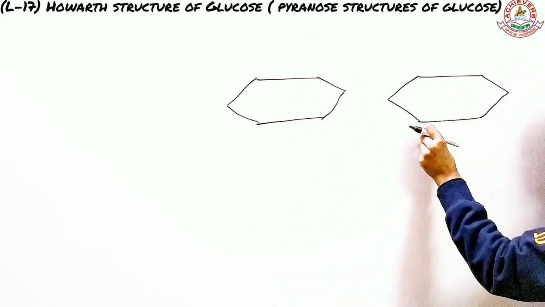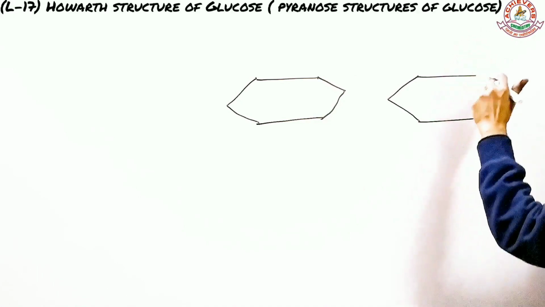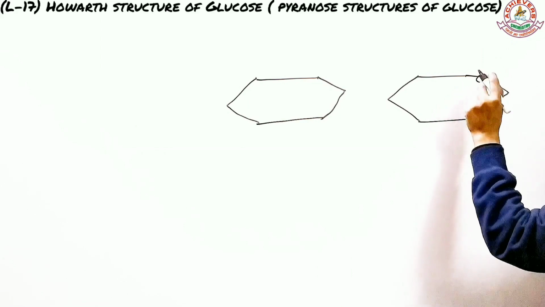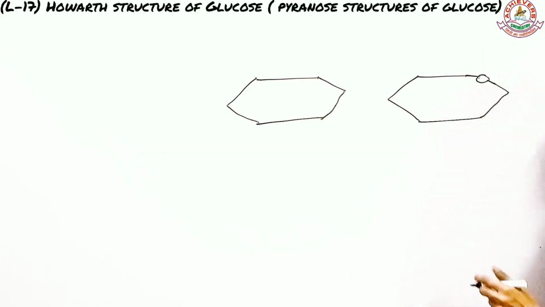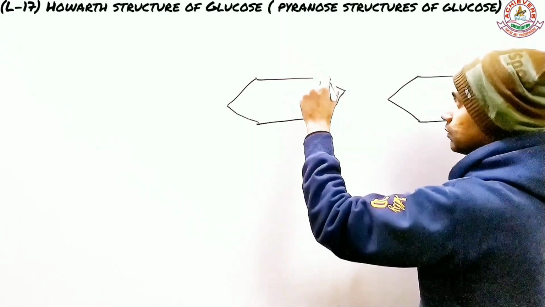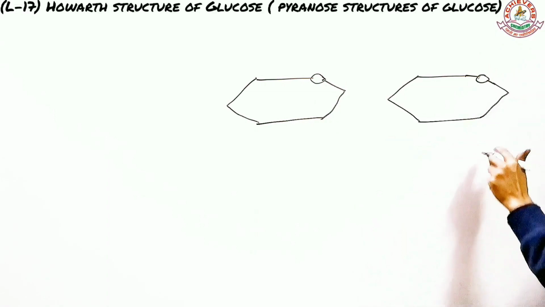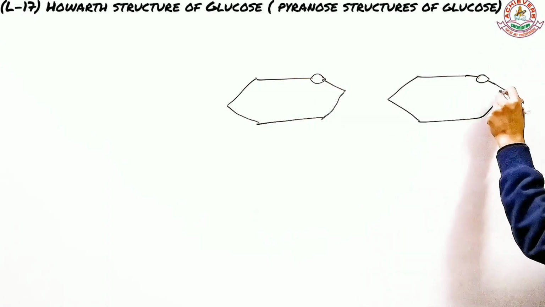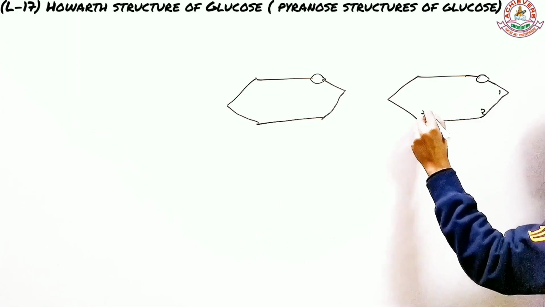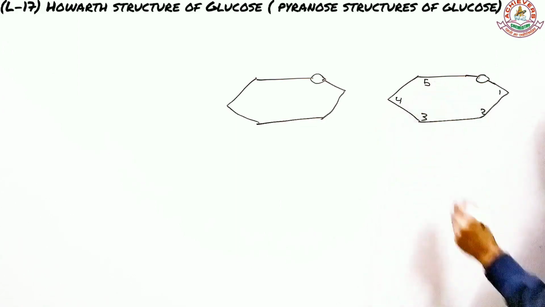Now what you need to do, you have to place one oxygen right here. So this is like this. So this is your oxygen here. Similarly, one oxygen is here. So that oxygen is right here. Now, if you remember, this carbon is first, this is your second, this is your third carbon, this is your fourth carbon, and then you have this fifth carbon.